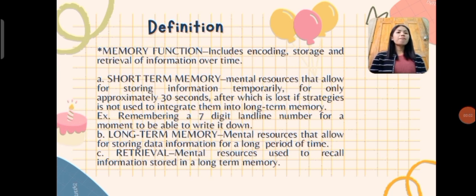Okay, now we have memory function. So what is memory function? It includes encoding, storage, and retrieval of information over time. When we say encoding, this is the process in which the information being heard or read is encoded in our brain. And then storage, if the information that we have listened to, watched, or read is stored in our brain. And retrieval is when we are going to recall.